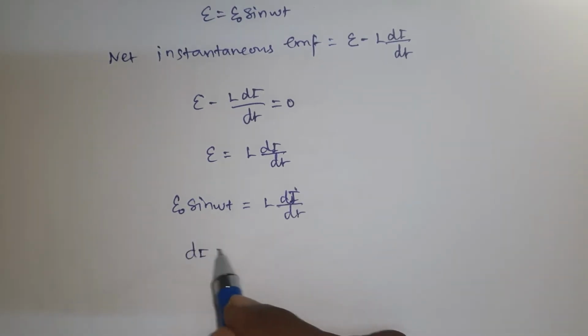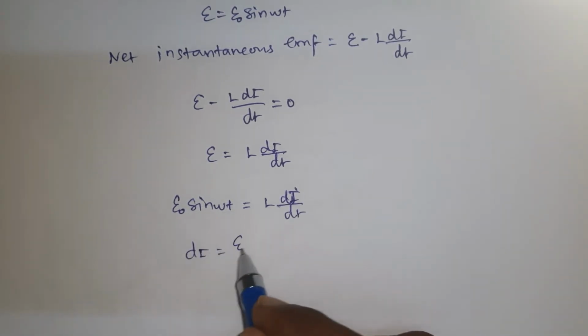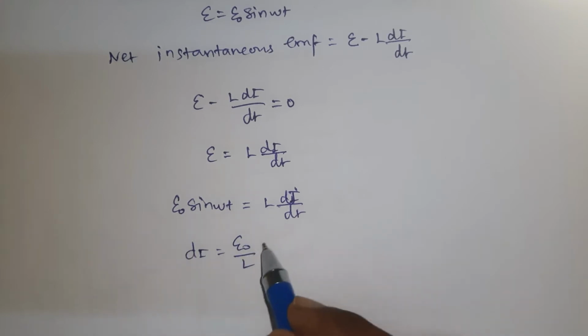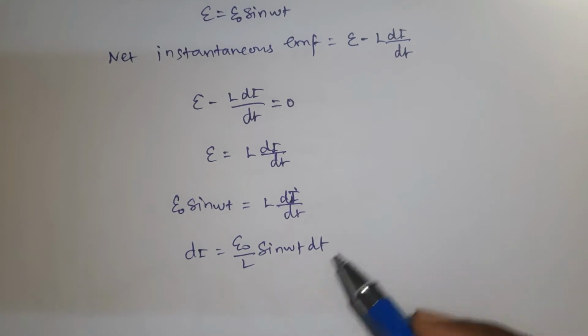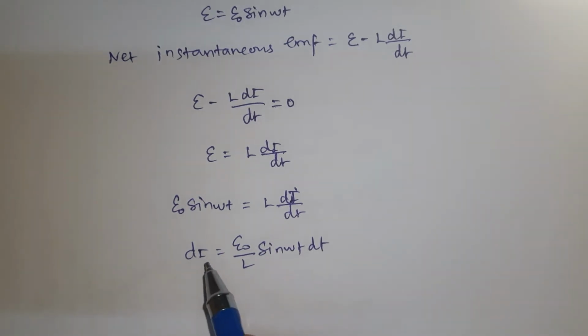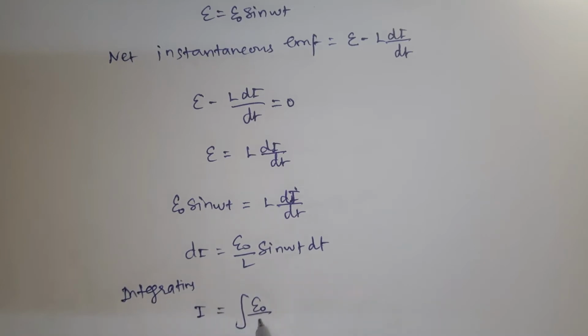Then di will be on one side. Then E naught by L will come to the denominator, sine omega t. Then dt will go to the numerator. So we need a current, so we have to integrate. So on integrating, the integral of di is nothing but I, equal to E naught by L sine omega t into dt.